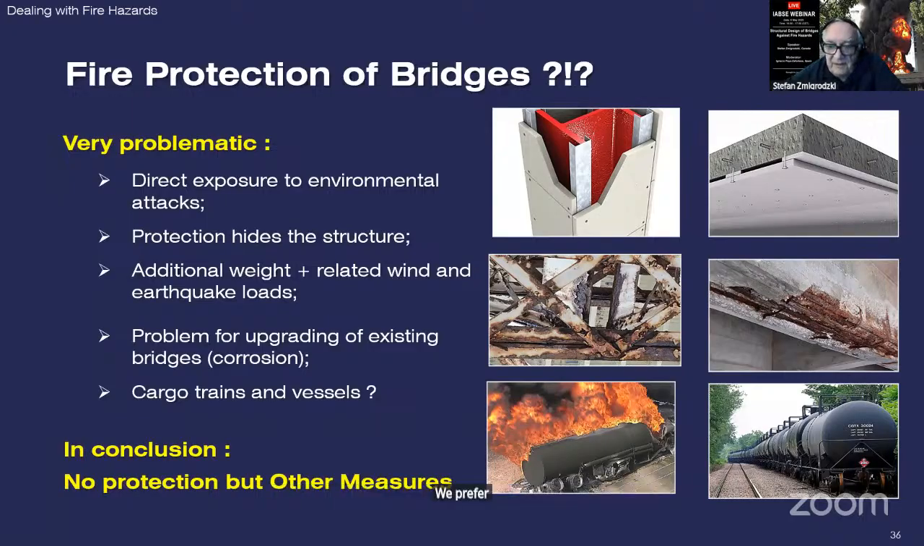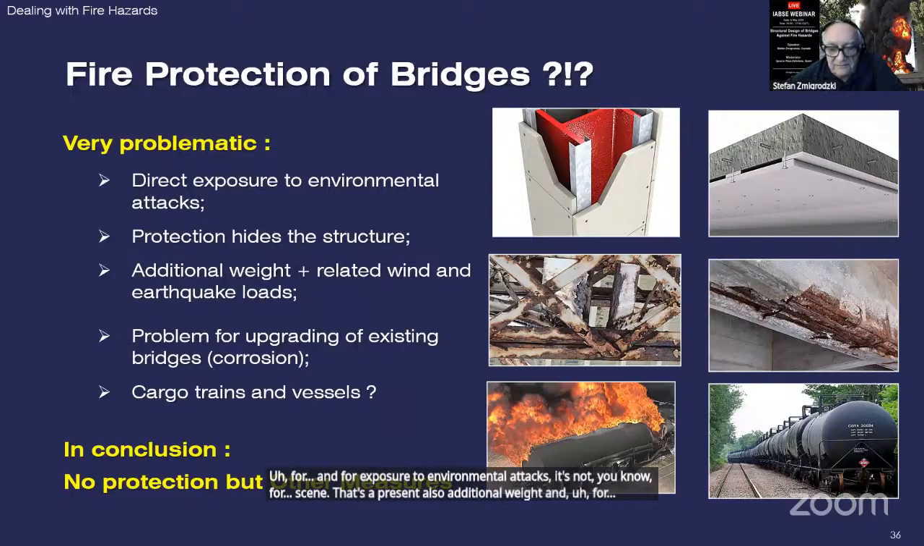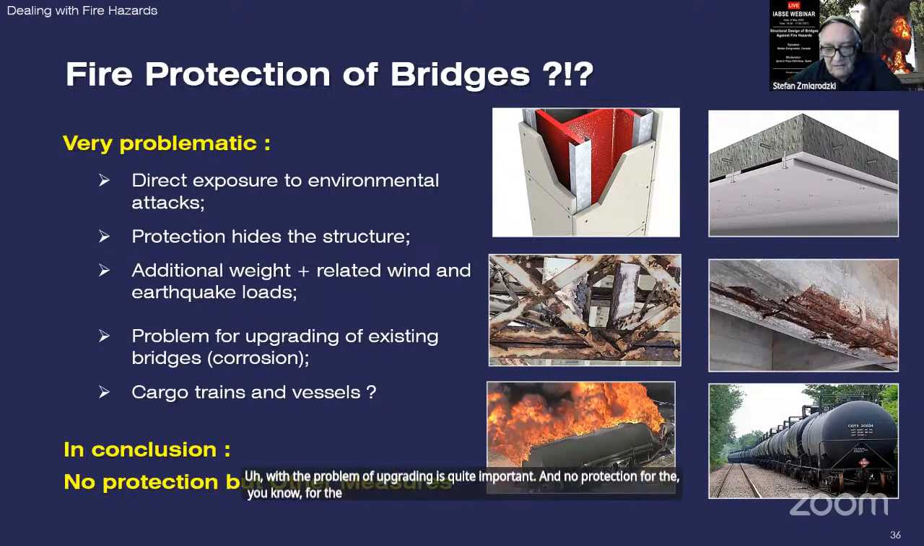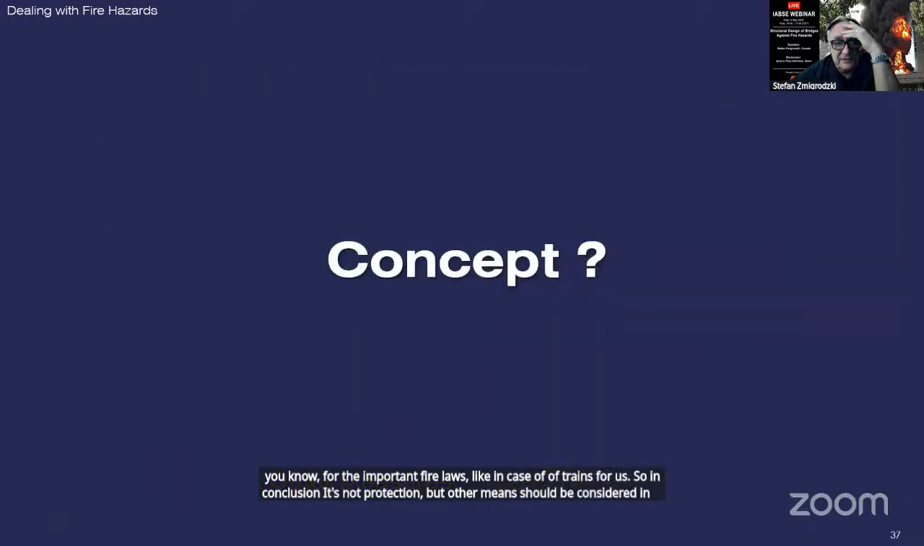We prefer to see the structure exposed for inspection, so it's not hidden by any protection, for exposure to environmental attacks. Protection also presents additional weight, which matters for wind and earthquake loads, especially in the case of existing bridges, where the problem of upgrading is quite important. And there is no protection for the important fire loss, like in the case of trains or vessels. So in conclusion, it's not protection, but other means that should be considered in the case of bridges.